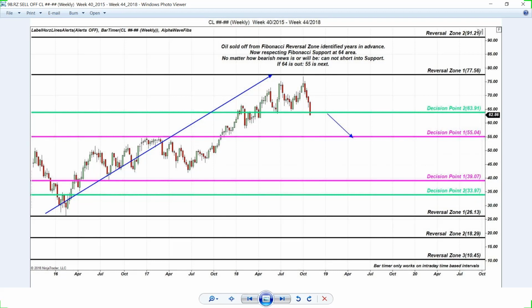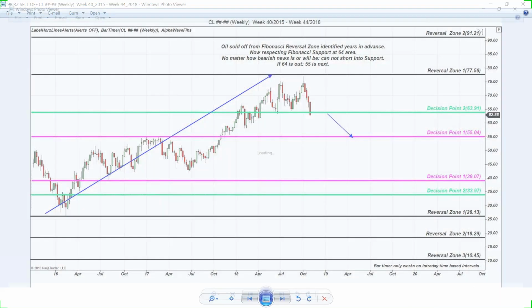Do you remember 93 on Apple? Do you remember 255 on Tesla? It's a critical key Alpha Fibonacci support after first support at 64 is out. You know many years ahead, many months ahead, that reversal zone is where you will be buying oil. Please do not forget oil contract dates change every few months.